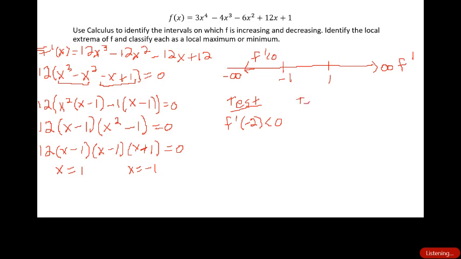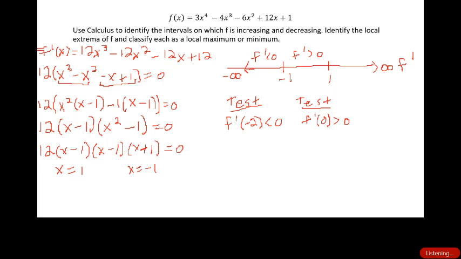Next, we're going to pick a test point between negative 1 and 1. A good test point to use between a negative number and a positive number is 0. So I'm going to take 0 and plug it into the first derivative. So we have 12 times 0 minus 1 times 0 minus 1 times 0 plus 1, which is a positive number. So since our test point came out positive, the first derivative is positive.